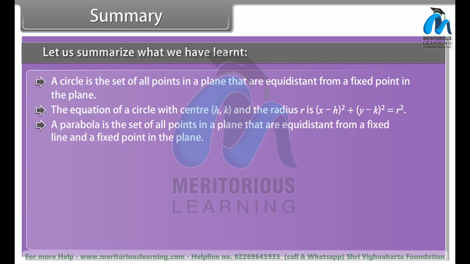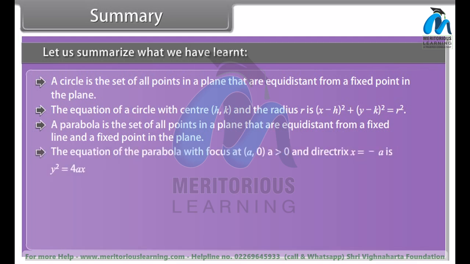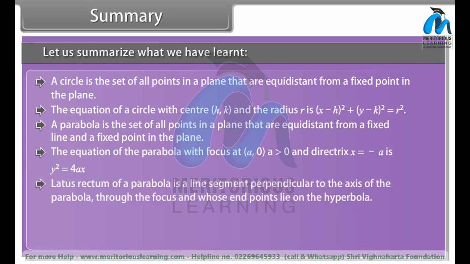A parabola is the set of all points in a plane that are equidistant from a fixed line and a fixed point in the plane. The equation of the parabola with focus at (a, 0), where a is greater than 0, and directrix x is equal to minus a is y square is equal to 4ax. Latus rectum of a parabola is a line segment perpendicular to the axis of the parabola through the focus and whose end points lie on the parabola. Length of a latus rectum of a parabola y square is equal to 4ax is 4a.